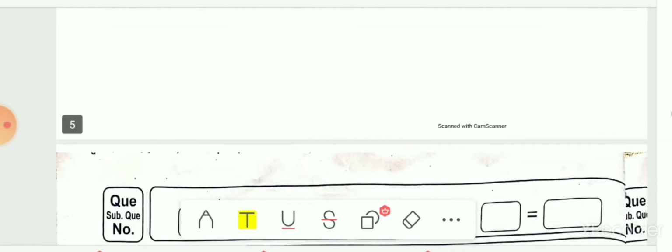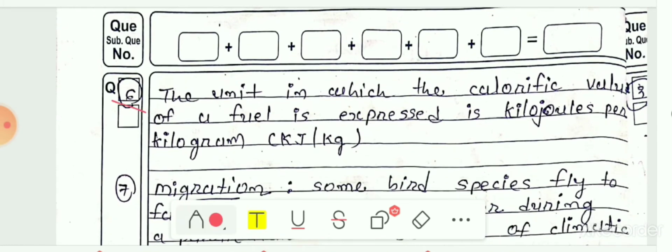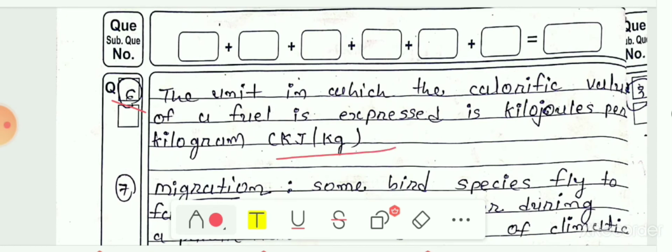The sixth question was, name the units in which the calorific value of a fuel is expressed. The unit in which the calorific value of a fuel is expressed is kilojoules per kilogram. You can also write kJ per kg. Here kJ represents kilojoule and kg represents kilogram. So the answer is kilojoules per kilogram.